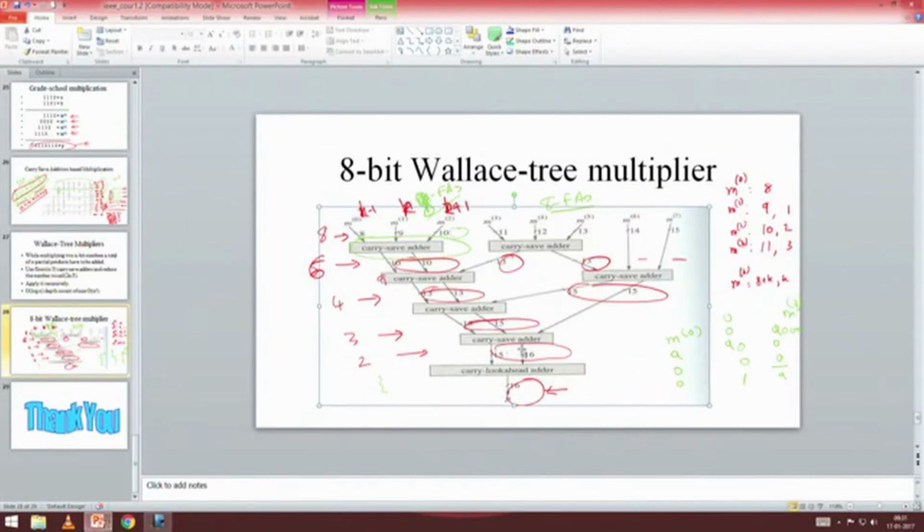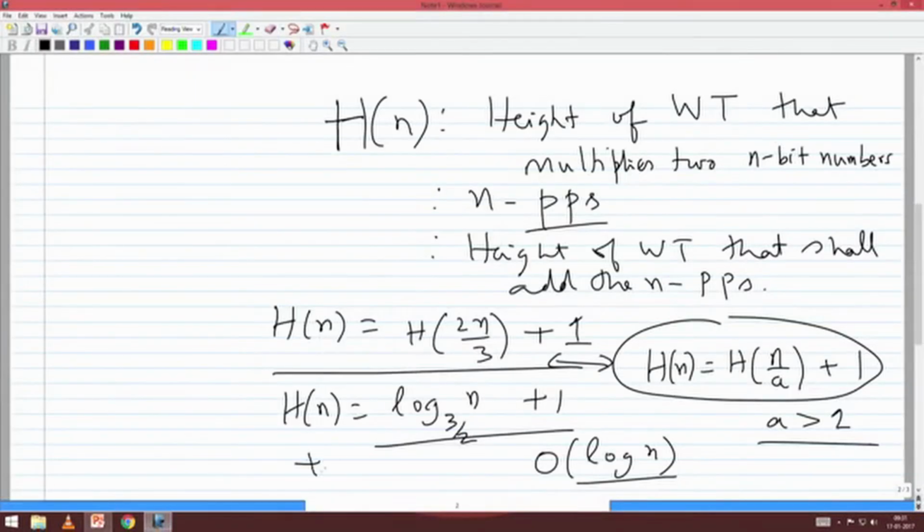After bringing it to 2 numbers, what do we do? We again do a carry-lookahead addition. Now what is the complexity of carry-lookahead addition? I have two 2n-bit numbers, and it is again logarithmic in n. The CLA also takes order log n time, since log 2n is log 2 plus log n, 1 plus log n. So it basically takes this much amount of time.